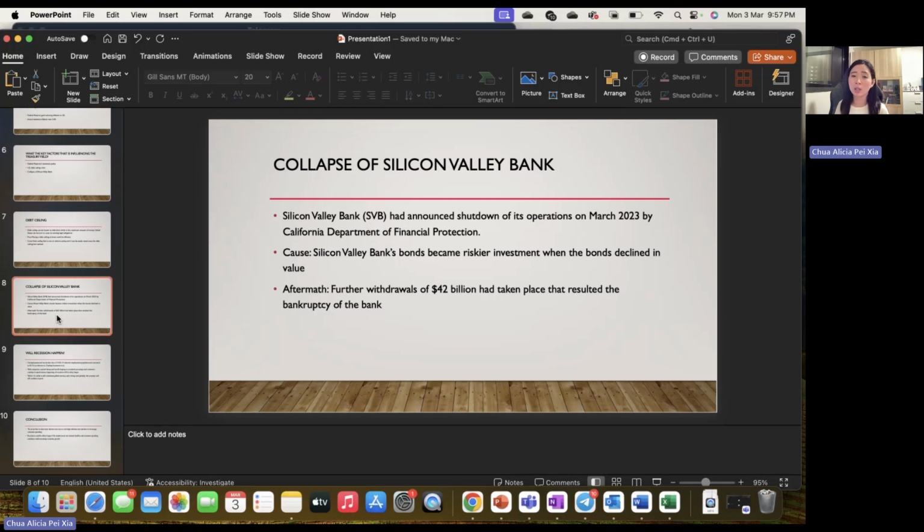When the bonds become riskier, it means that investors will lose money, so they will eventually want to withdraw. The aftermath for Silicon Valley Bank was that withdrawals went up to about 42 billion, which resulted in the bankruptcy of the bank. Silicon Valley Bank didn't have enough cash to actually return the money to the depositors. So they couldn't pay, and they went bankrupt.